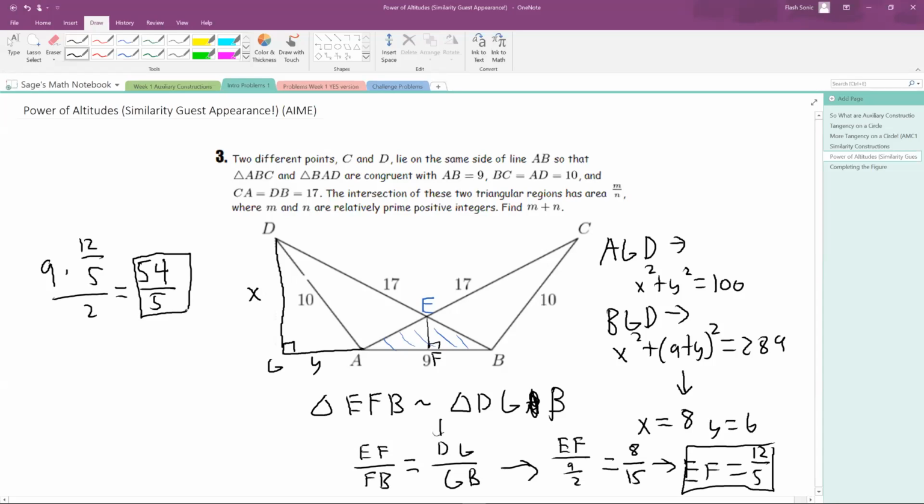All right, so I think that this is actually one of the better examples of auxiliary constructions, because if you don't use auxiliary constructions here, then you might have to resort to coordinate geometry, and most of the time that does end up taking a while. So yeah. Does anyone have any questions?